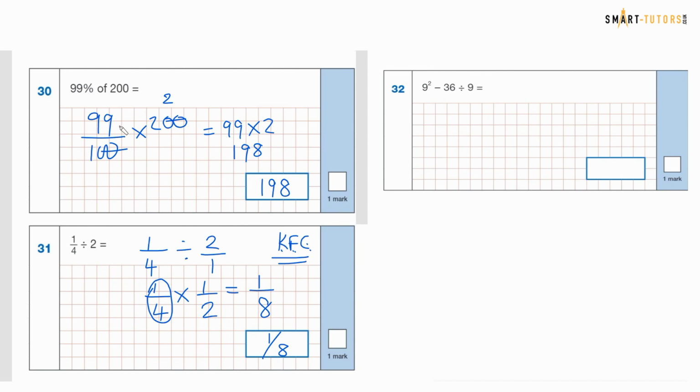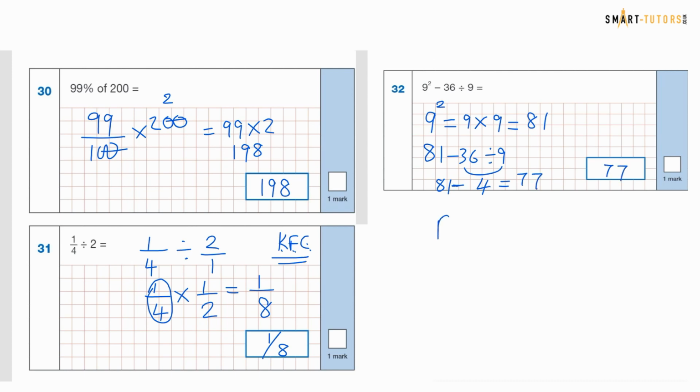Question number 32. 9 squared minus 36 divided by 9. So you can use the method called BIDMAS. So first do your indices, which is 9 squared, which is 9 times 9, which is 81. Then you do 36 divided by 9, which is 4. So then you do 81 take away 4, which is 77. Very good. That is the answer.